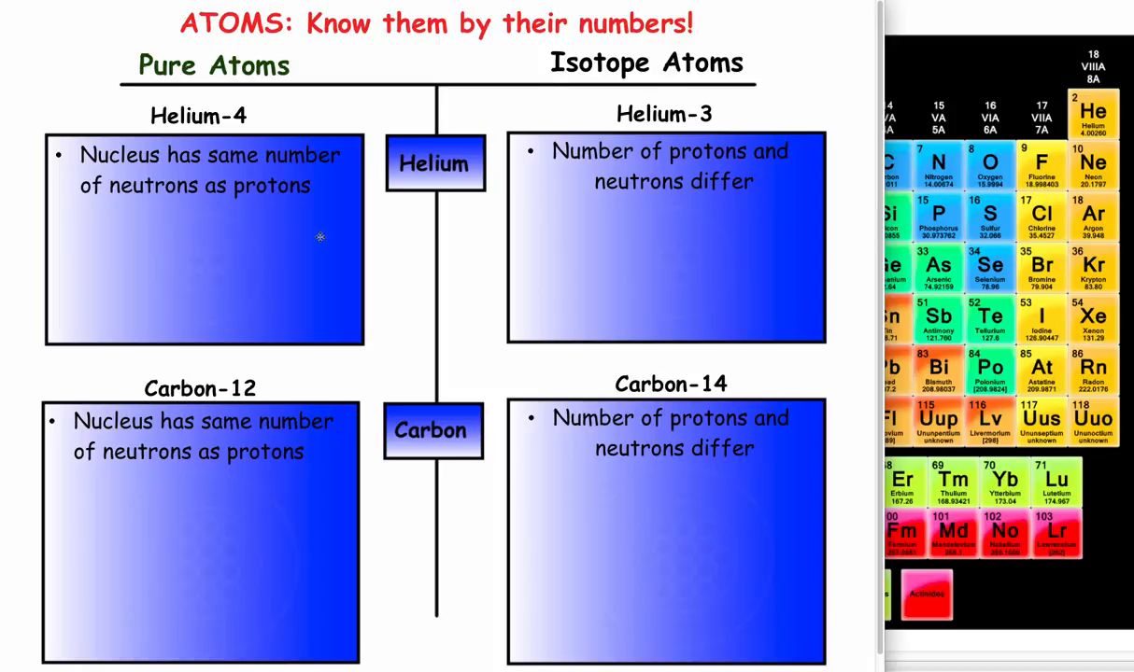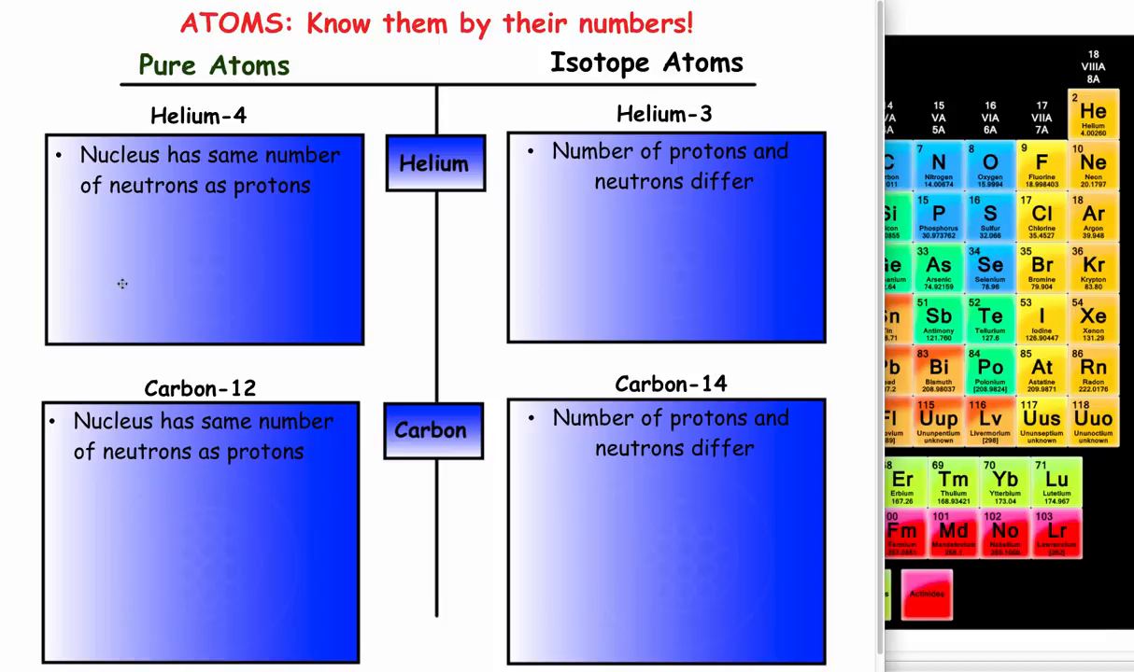So let's just look at this chart really quick. We're going to look at helium, a pure atom and an isotope of helium, and then a pure atom and an isotope of carbon. And I've actually named these atoms based on their particle count. So helium-4 would be an atom that has 4 particles in the nucleus. Helium-3 would be an atom that has 3 particles in the nucleus. Carbon-12 would be an atom that has 12 particles in the nucleus. Carbon-14 would be an atom that has 14 particles in the nucleus.